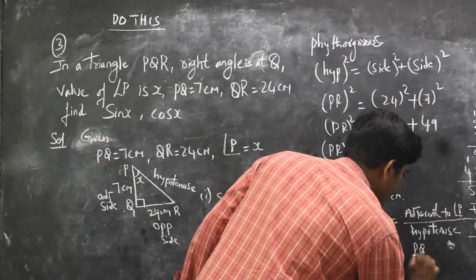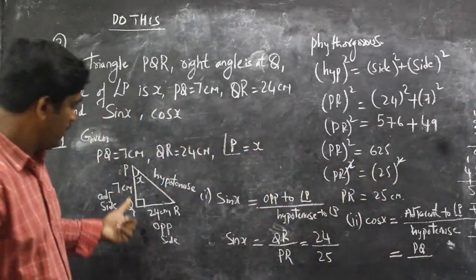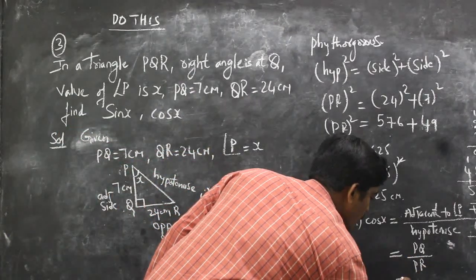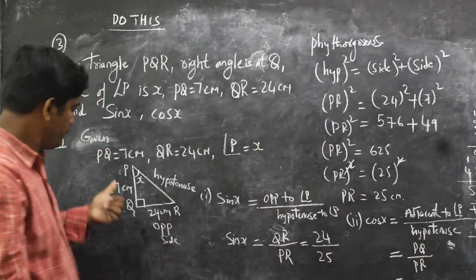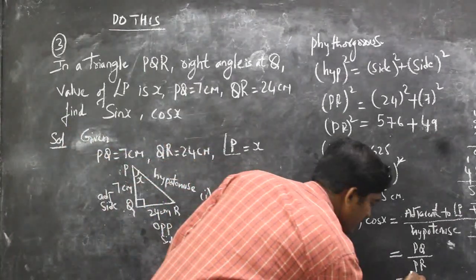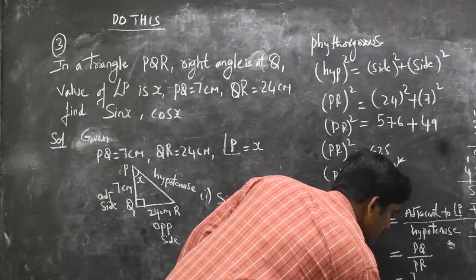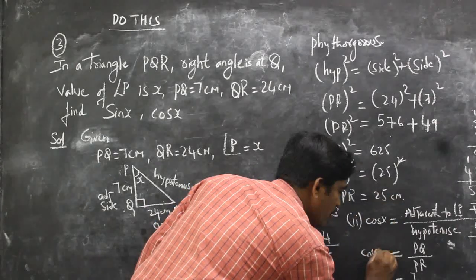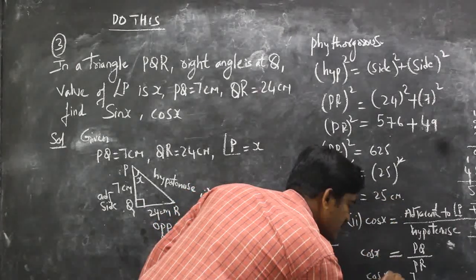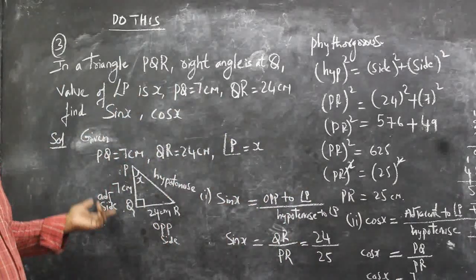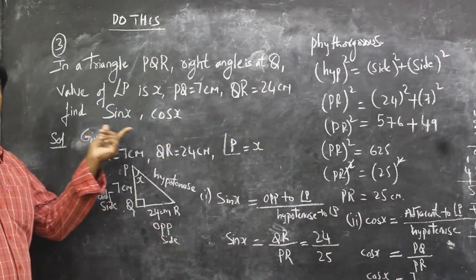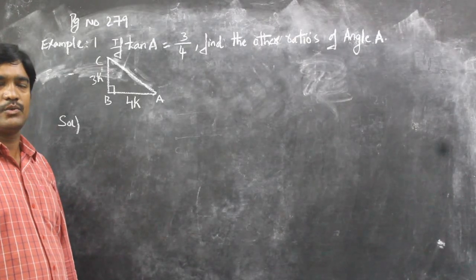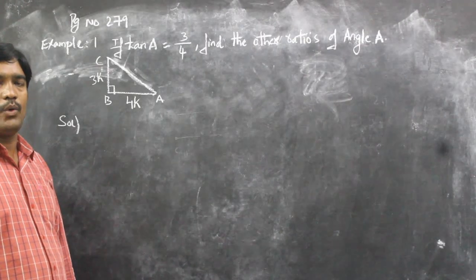So by what is side? Hypotenuse is nothing but PR. Now what is the PQ value? PQ value is 7, and what is the PR? We got 25. Now this is the value of cos x. This is how we will find out the values of sin x and cos x. We will solve page number 279, example 1.